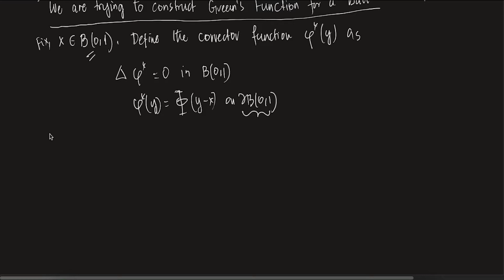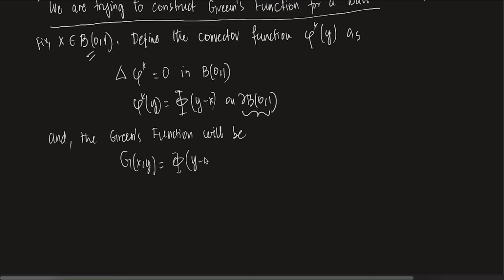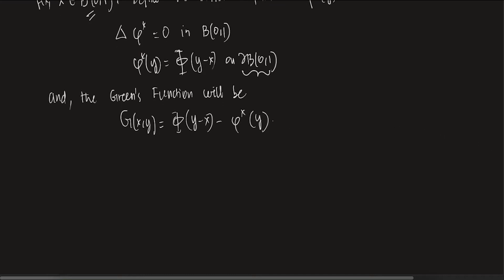And once you get this corrector function, what is the Green's function? G of x, y is the fundamental solution at y minus x minus phi^x of y, right? So that's your Green's function. Now, how do I find this corrector function? That's the question.